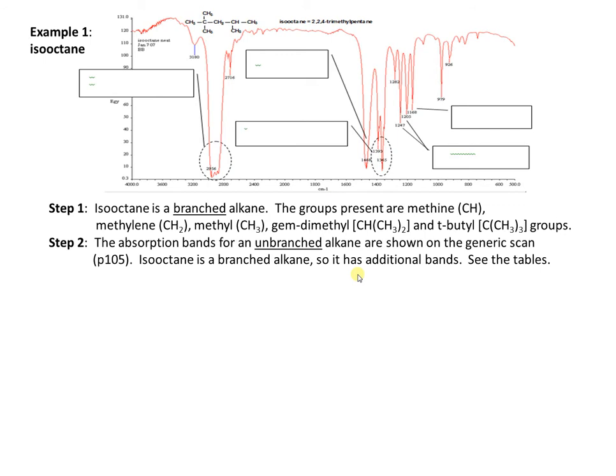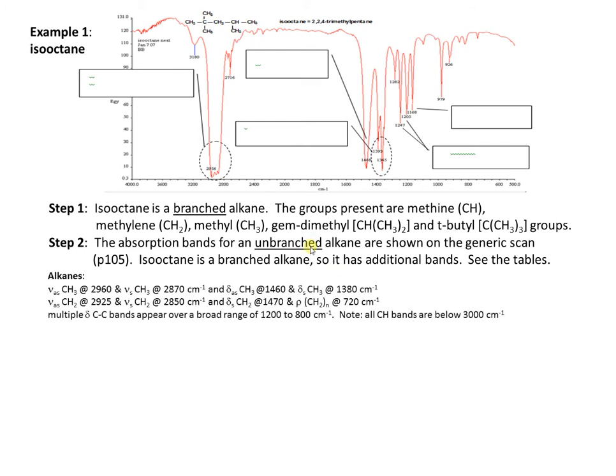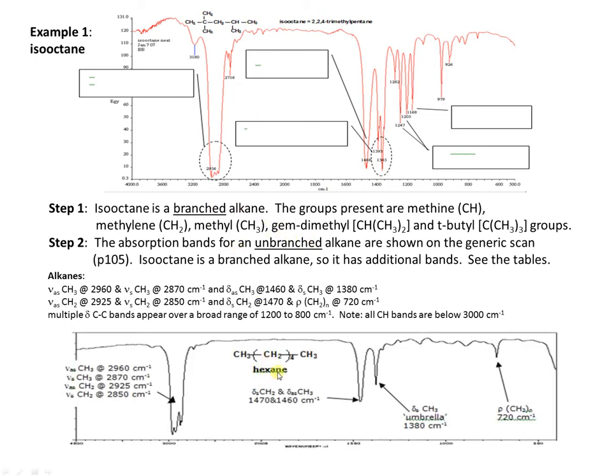Step number 2, we get the generic scan. Now, the absorption bands for an unbranched alkane are shown in the generic scan below here. See, this is an unbranched alkane. It's just normal hexane. This is from page 105. Isooctane, our compound here, happens to be a branched alkane, so it will have some additional bands above and beyond what are shown in this unbranched alkane.